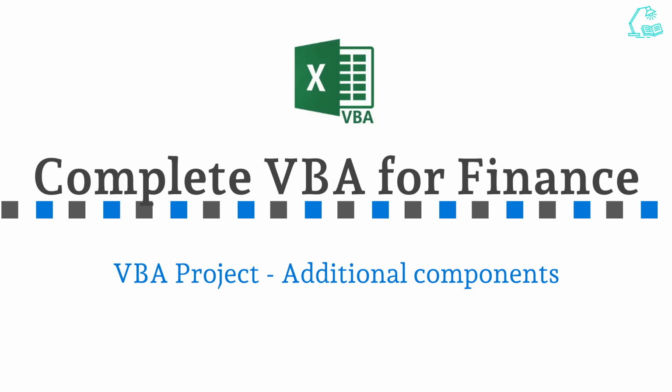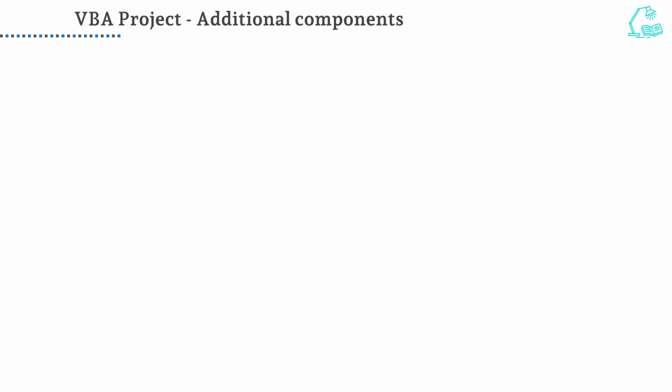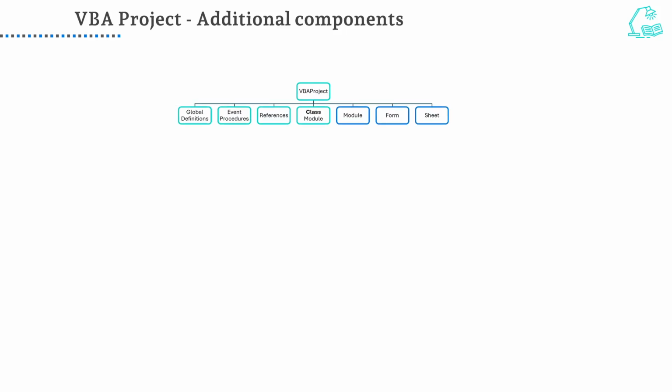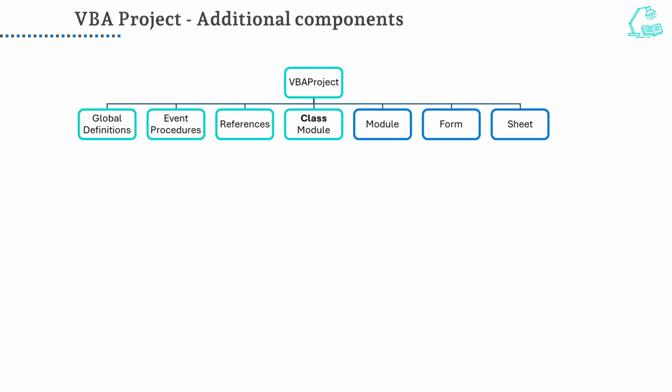Now, we will explore the additional items that make up a VBA project. These components provide extended functionality and organization to your VBA code. Let's start by taking a closer look at each of these items.